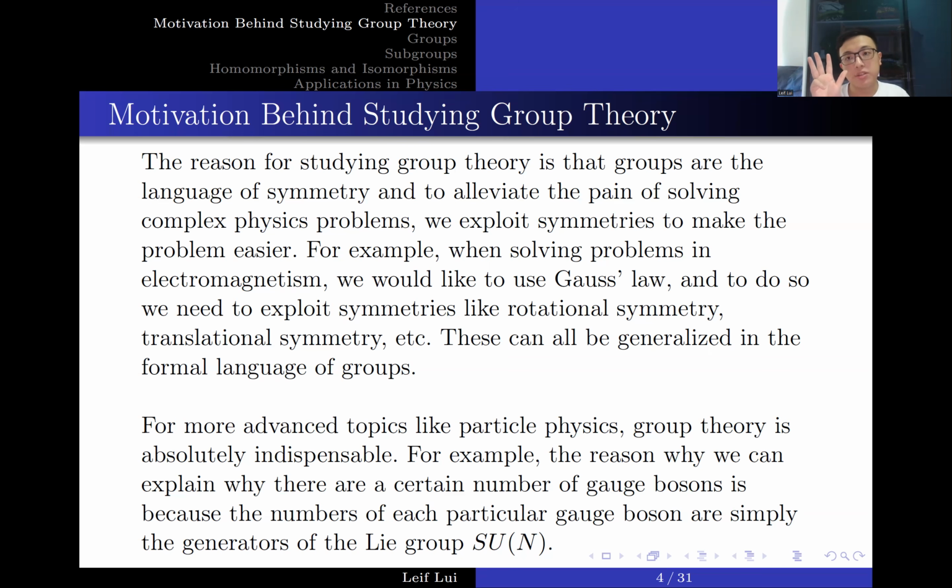In group theory, the generators of the SU(N) group tell you the number of particles. For electromagnetism, the U(1) group, there's only one generator, so there's only one kind of photon. For the SU(2) group, we find the number of generators with N squared minus 1. So for SU(2), N squared is 4, 4 minus 1 is 3. So there are 3 weak bosons: Z0, W plus, and W minus.